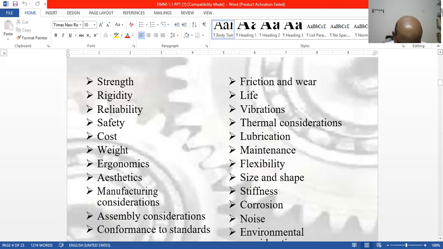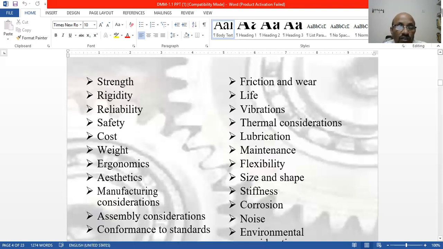Another one is ergonomics. Ergonomics relates to man and machine, the relation between man and machine. Generally, human factors and ergonomics is the application of psychological and physical principles to the engineering and design of products. The design basically depends upon machines, so the human relationship to the machine is called ergonomics.